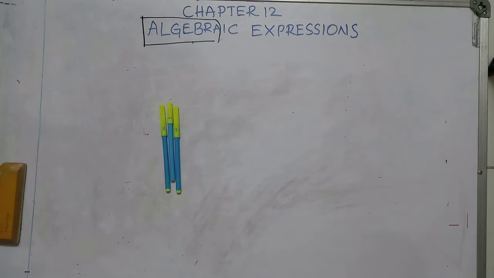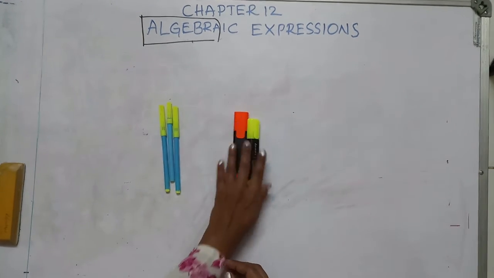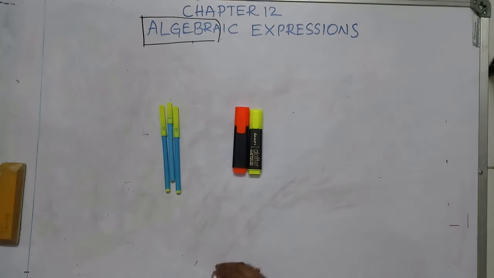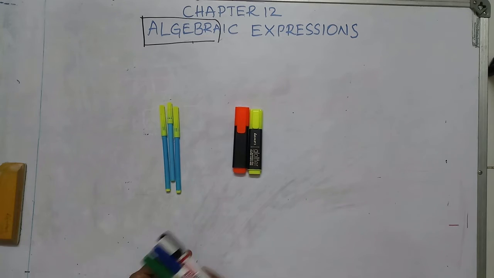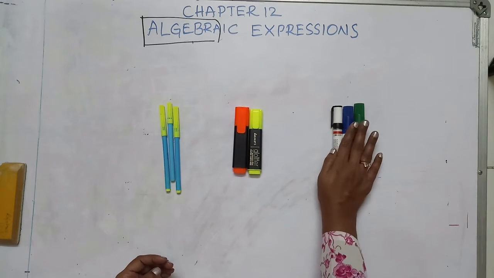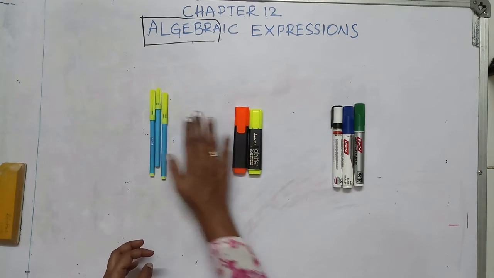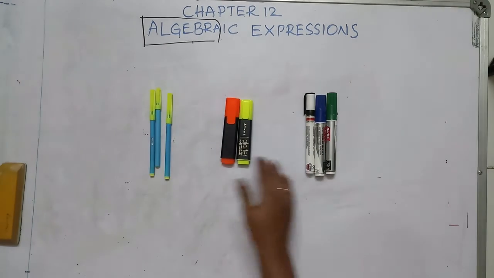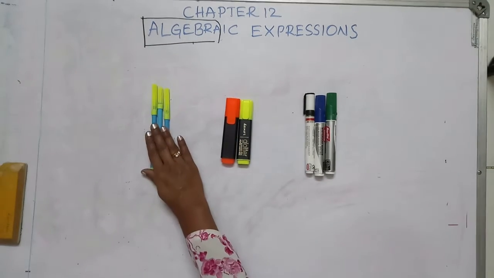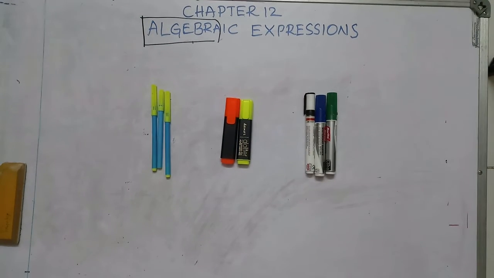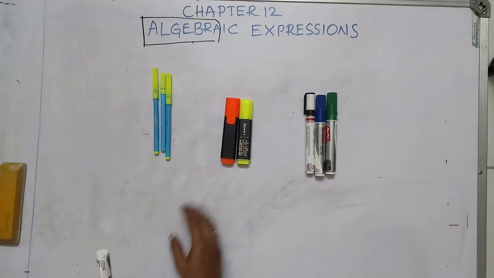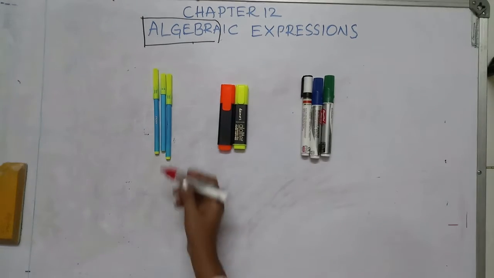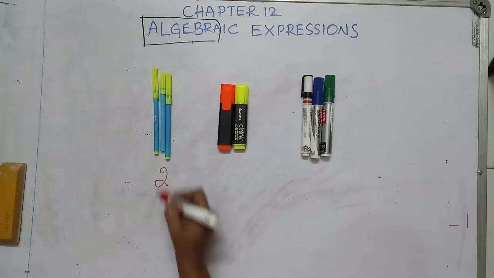Let us see. I went to the stationery shop to buy 3 sketch pens, 2 highlighters, and 3 marker pens. Let us take that each sketch pen costs 2 rupees, each highlighter 10 rupees, and each marker pen 30 rupees. Let us see how much money I have to give if I want to buy all these things from the stationery shop. How much do I have to give?